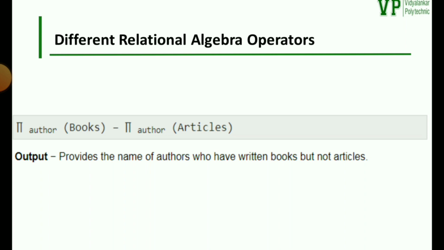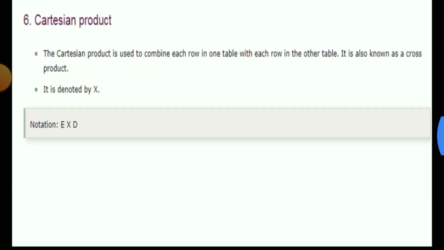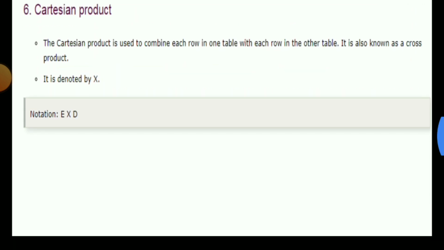Now we have Cartesian product. The Cartesian product is used to combine each row in one table with each row in another table. It is also known as cross product. In simple words, without a common column the data will get merged. It is denoted by X, for example E multiplied by D.